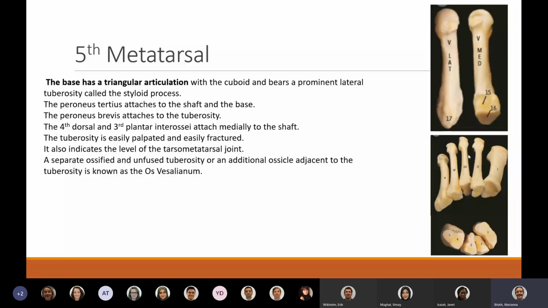Fifth metatarsal, the base is triangular, like a sideways triangle, right? A sideways triangle. I like to think that the apex is right here.